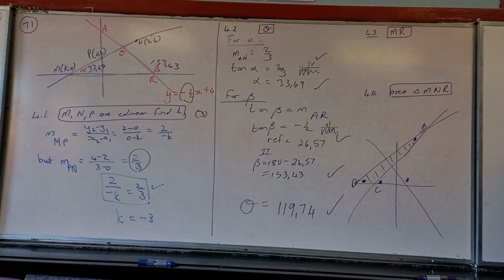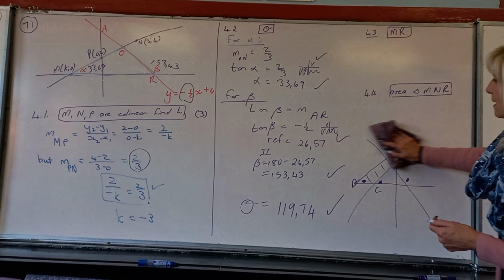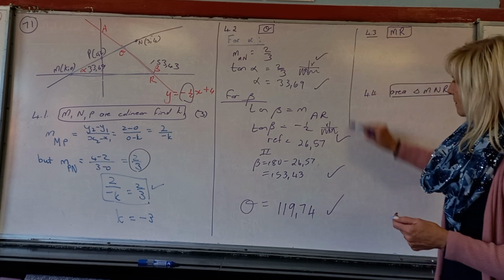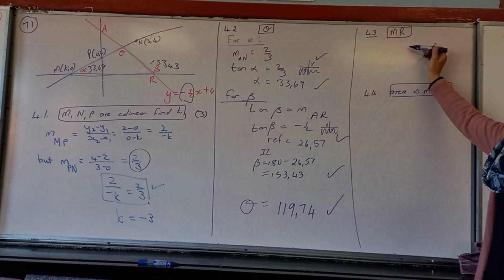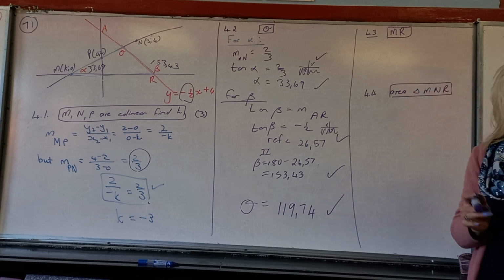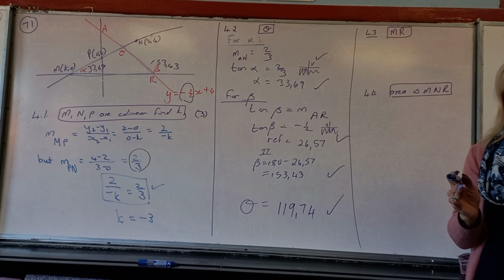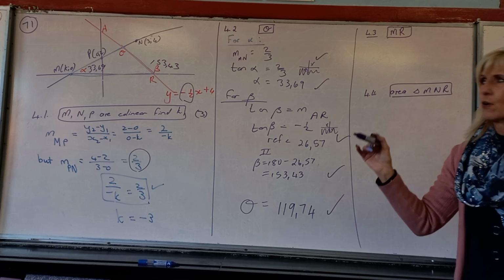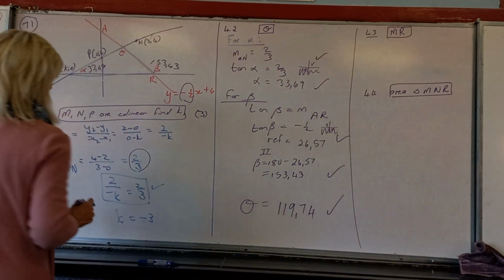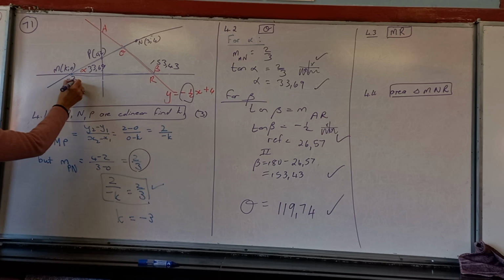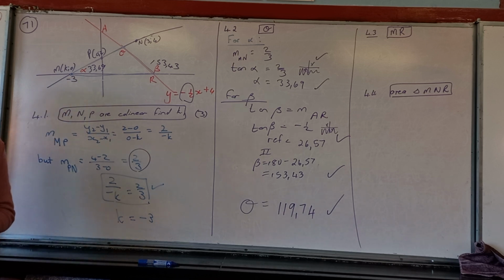Question 4.3 says, find me MR. What does MR mean? What does that mean? The length. A length. MR is a length, a distance. Distance formula? Maybe. Yes. But let's go find M and R. M was bad. K is -3. I should have written there long ago that K is -3.